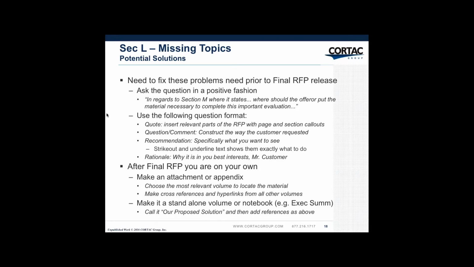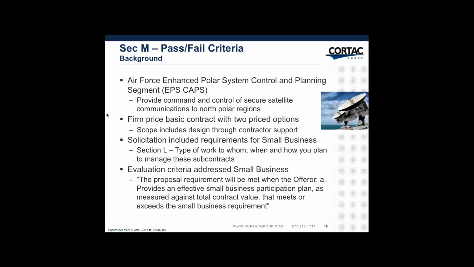You can make it an attachment or an appendix, but you run the risk that it won't be found. You can make it a standalone volume appendix. You can call it that. You run the risk that it could be rejected. In both cases, you're running a significant risk. This is why you get things fixed early. Here's the Section M pass-fail criteria.